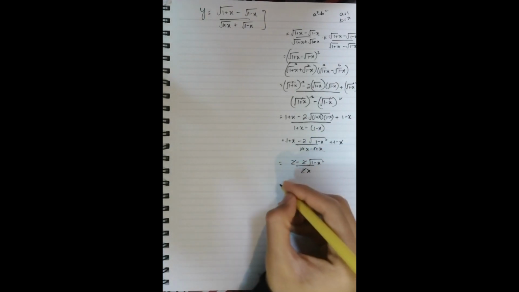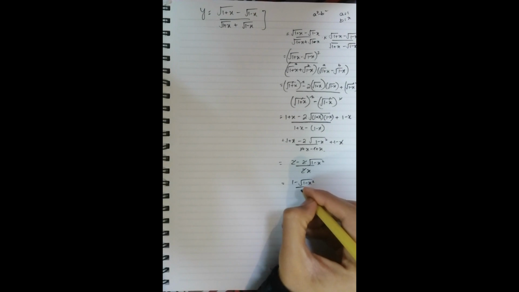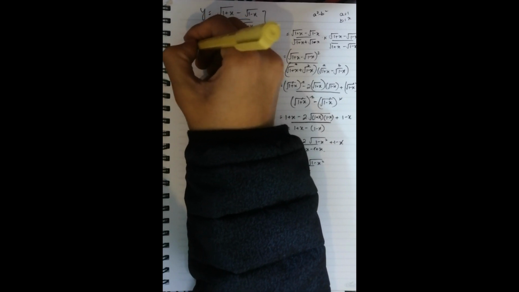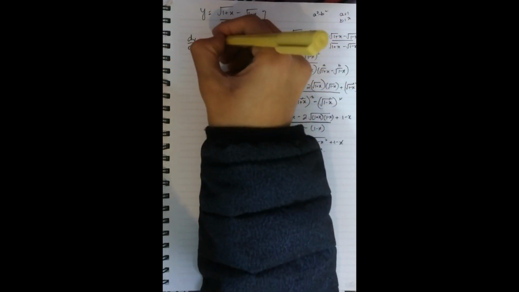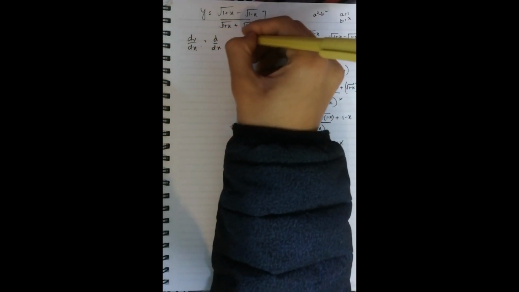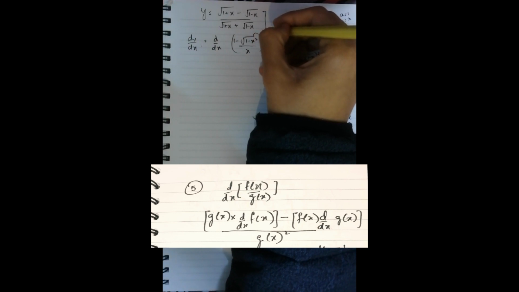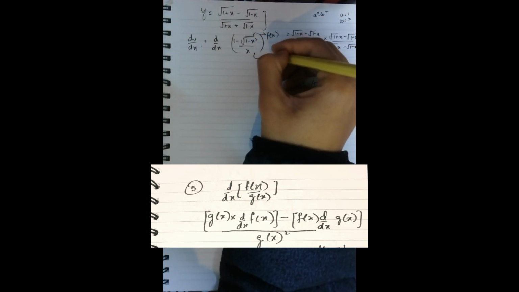Now these twos are cancelled, and now this function is simplified. You can go ahead and solve for the derivative of this function, dy by dx. Now the function is d by dx. You can see that these terms are being divided. This would be my f(x), this would be my g(x).